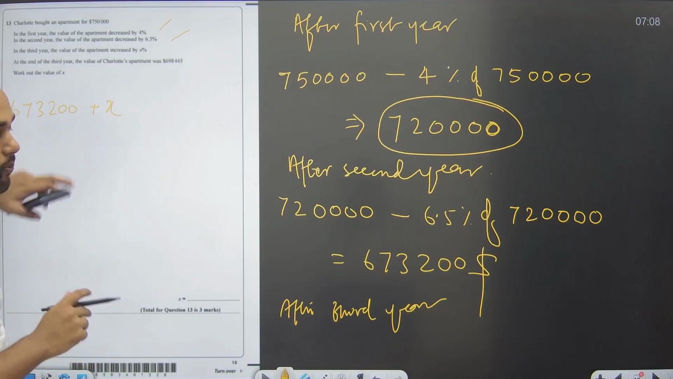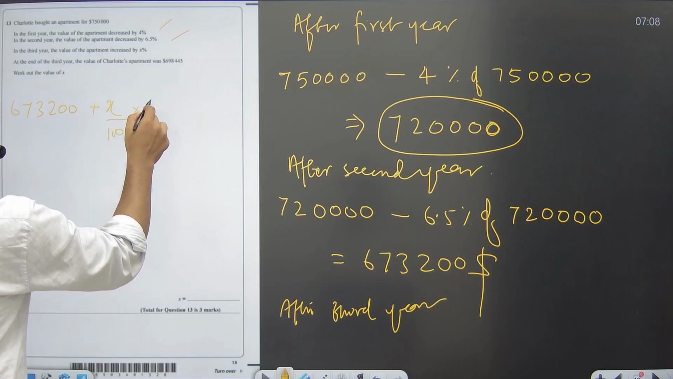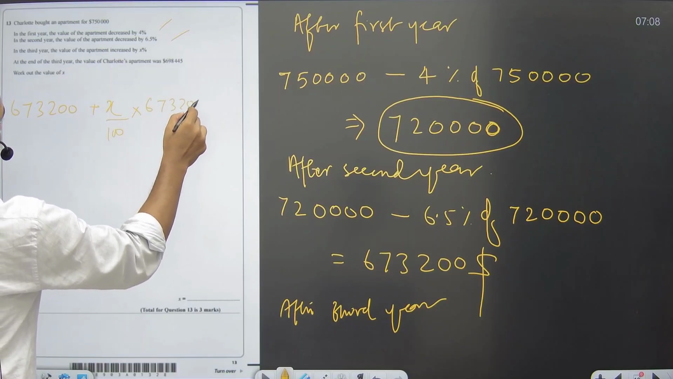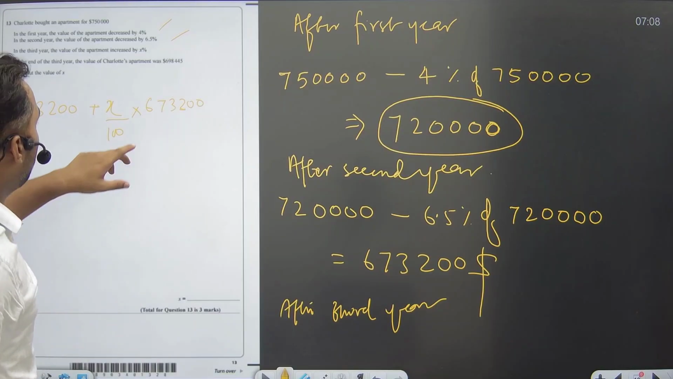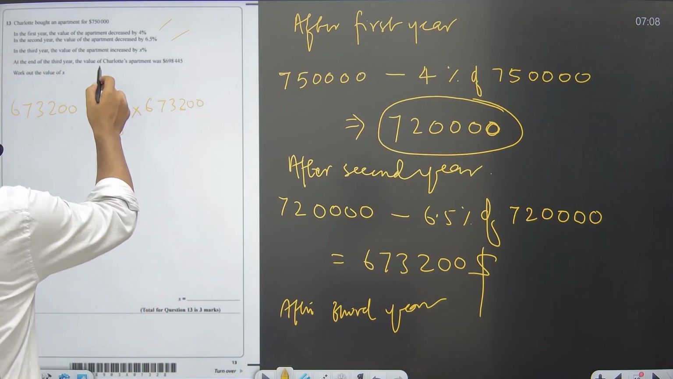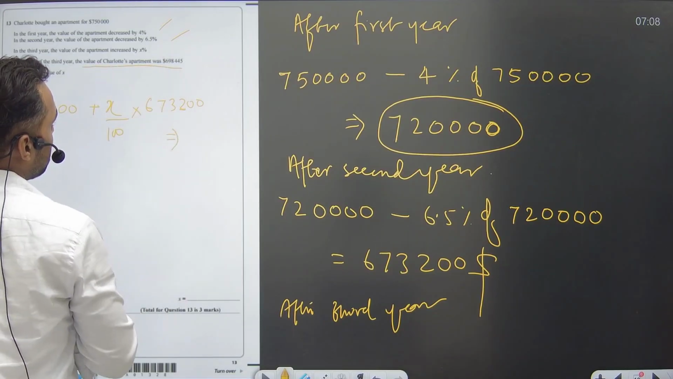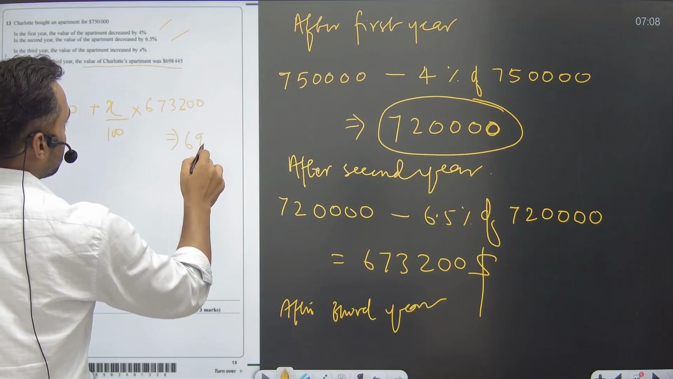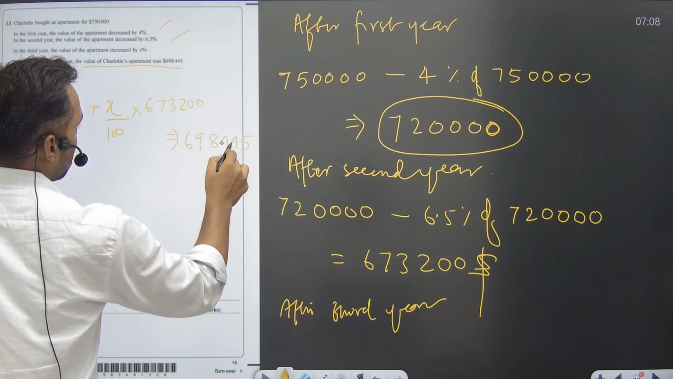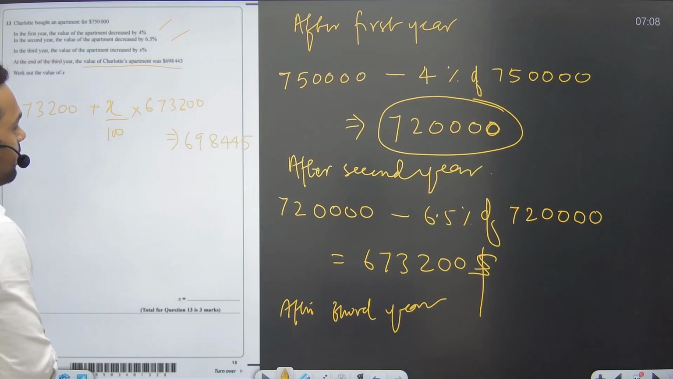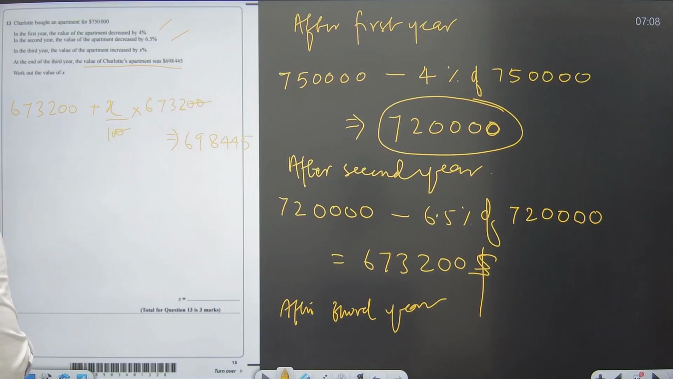So I am taking a positive sign here. So plus X% of 673,200, that will be equal to the value of Charlotte's apartment after the third year, which is given already, that is 698,445. This is the value they have given. So we need to calculate this.